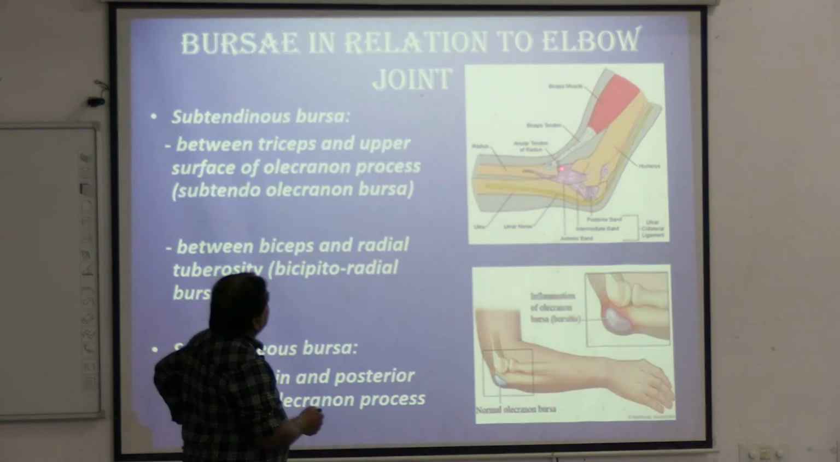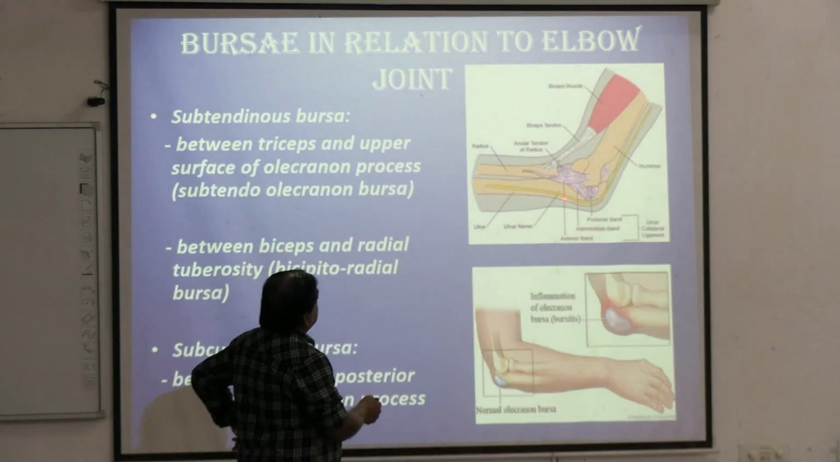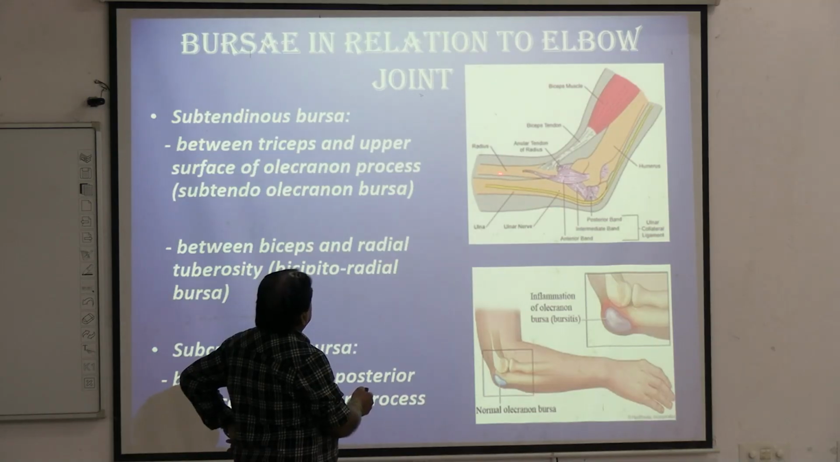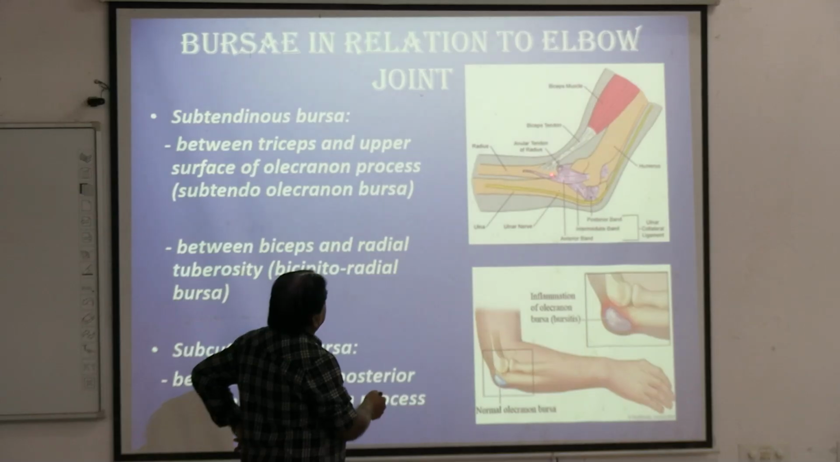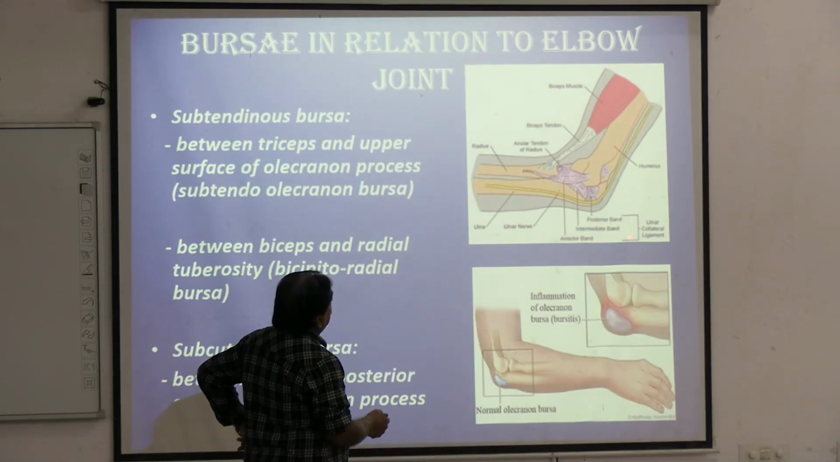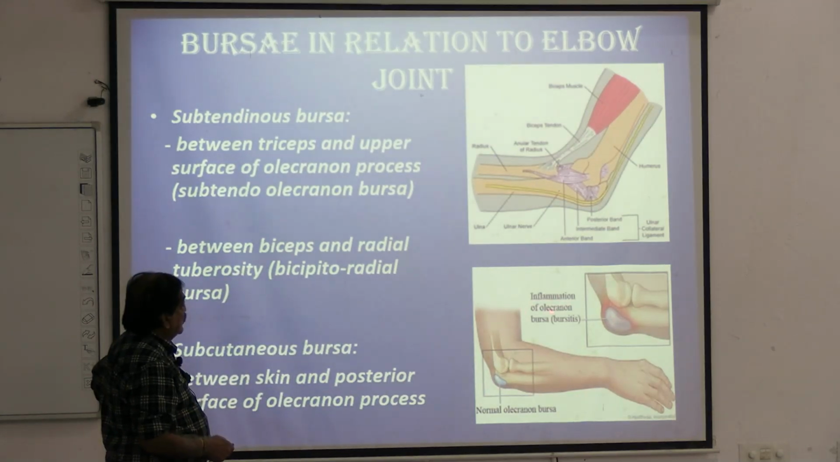This is the annular ligament of the radius. Now this is the intermediate band, and this is your humerus. This is the ulnar nerve. This is the radius. This is the anterior band. The ulnar collateral ligament: posterior band, intermediate band, anterior band. Now, inflammation of the olecranon bursa, bursitis, and the normal olecranon bursa.